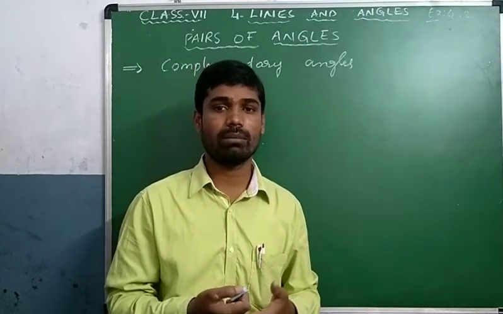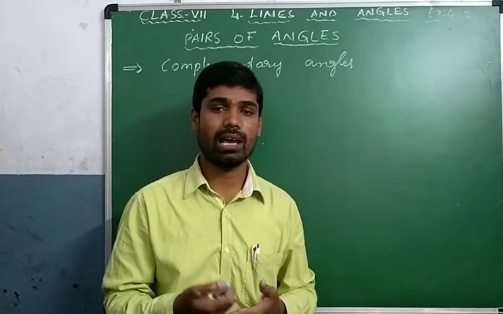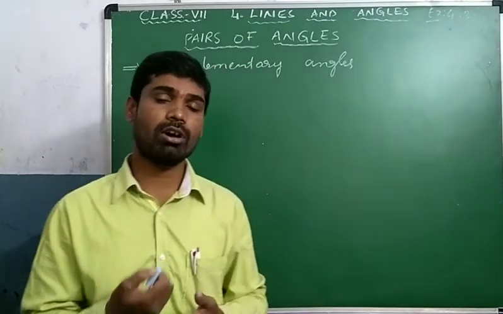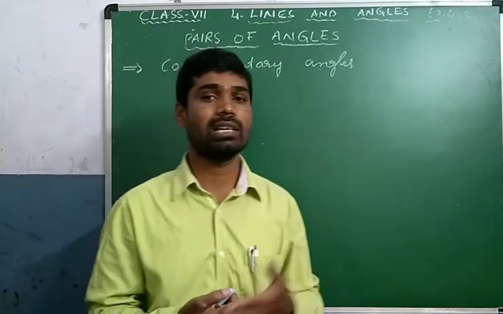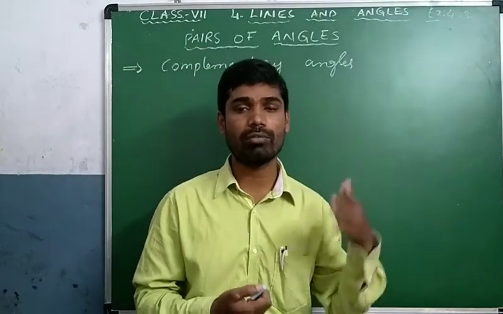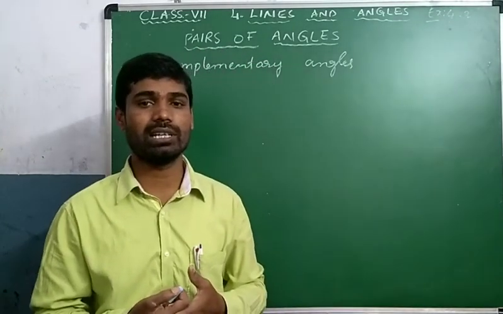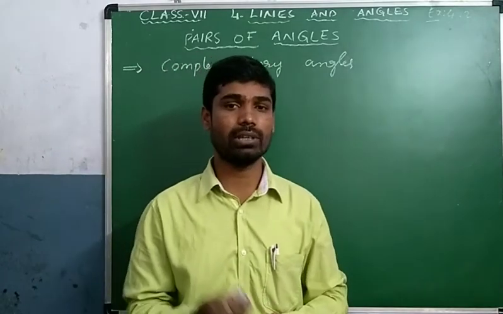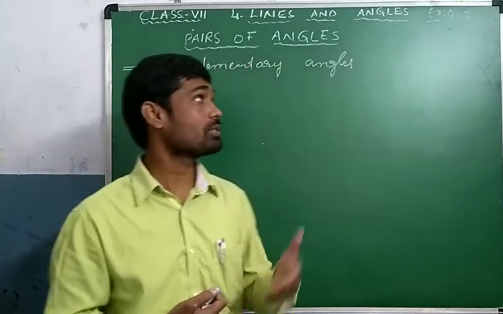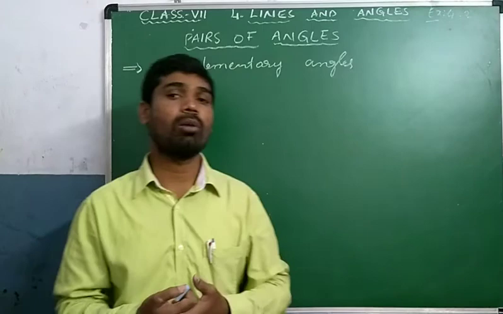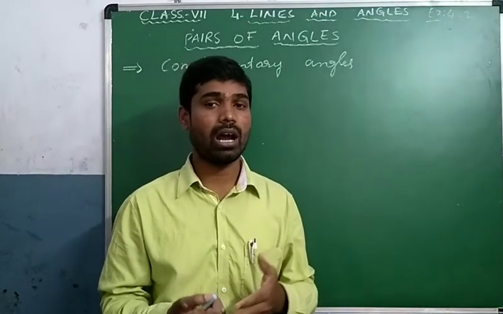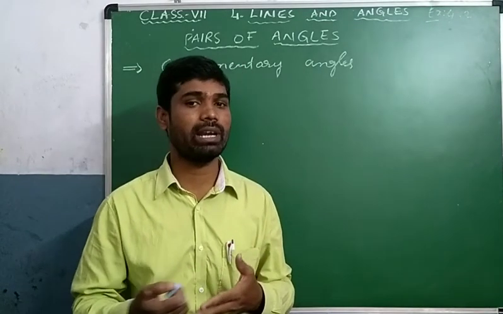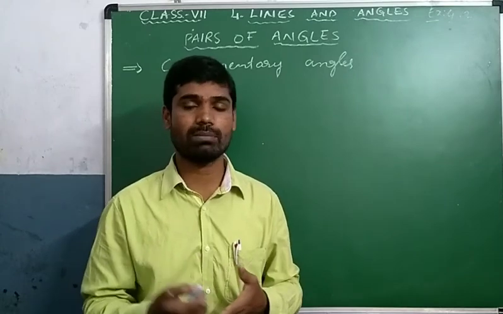Let us see: sum of two angles 90 degrees, complementary angles; sum of two angles 180 degrees, supplementary angles; and sum of two angles 360 degrees, that is conjugate angles. So in that, let us first learn exercise 4.2 about the complementary angles. Here I will explain in a simple way how we can solve these complementary angles.